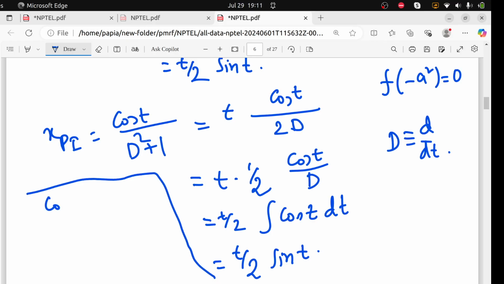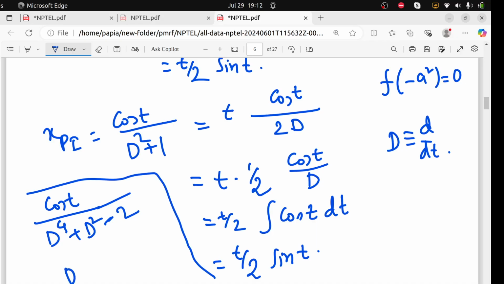Now, can you tell me what will be the value? Let's say cos t divided by D to the power 4 plus D square minus 2. If it is like that, then what will be the answer?